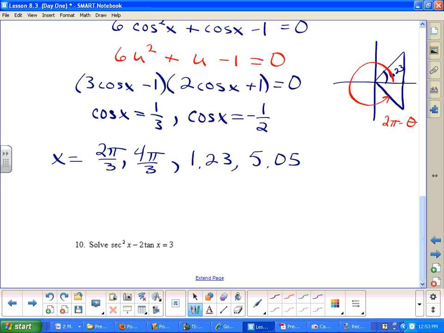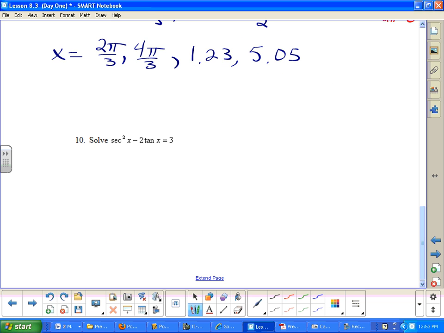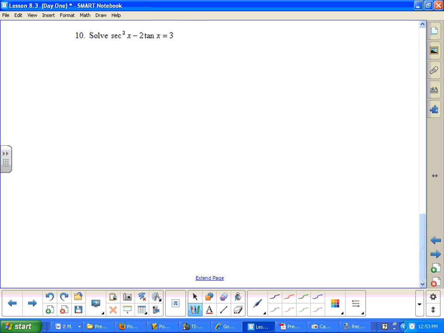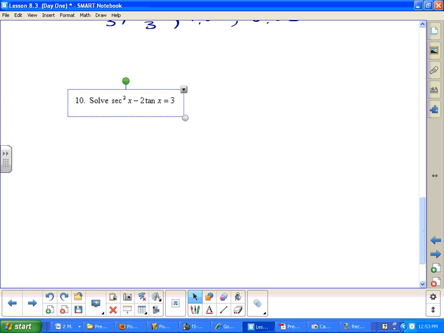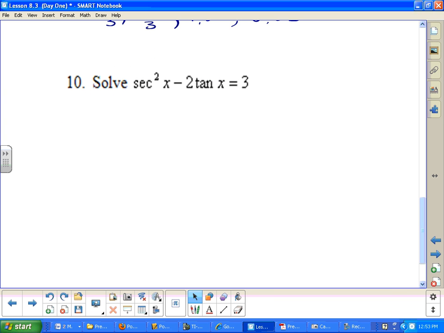Now, you could have, once again, like I said, if you would have graphed it, you would have found these two numbers, you would have known them, but you wouldn't have known these right away. So you've got to go through the process of factoring like that to make sure you get those exact, accurate numbers. All right, last one, number 10. And here we go. We got another one with two different trig functions.